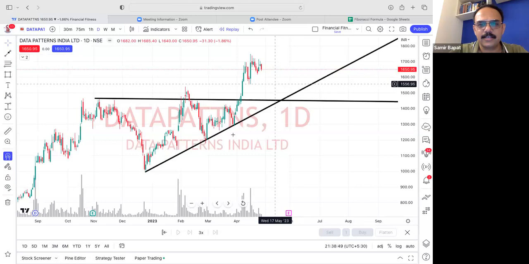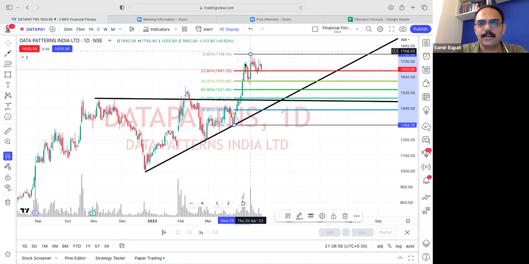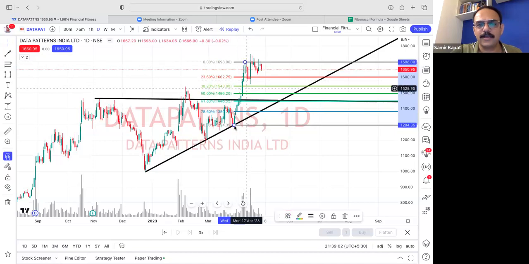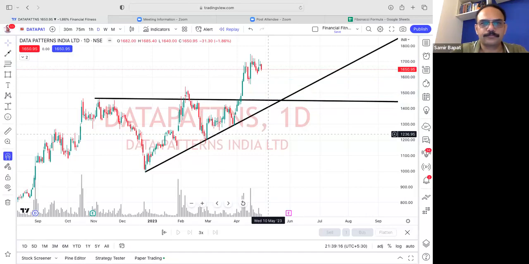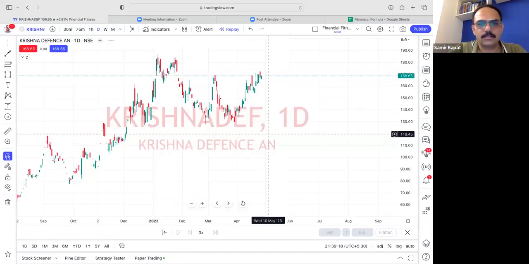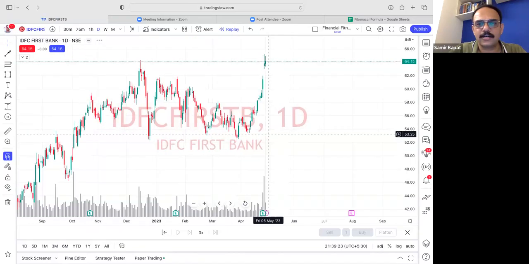Dalmia Bharat, again, see, it has gone up. If you see, it has started taking rest at what retracement? Sorry, this is the retracement. It went up from here to here, retraced 38.2, and went up. Now it is moving sideways. This will start making a flag pattern. Maybe from here, it is likely to shoot. Let's see if it shoots or not. Okay, this has started. MTR technology has started shooting up.